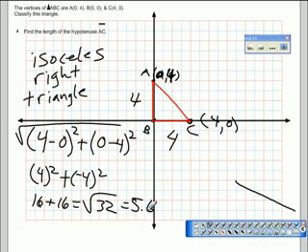5.66, 5.65. 5.65 units. So that's the length of the hypotenuse. 5.65 units.